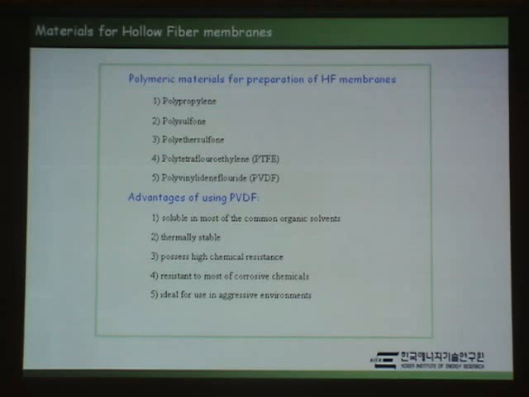The most common polymeric materials used for hollow fiber membranes are polypropylene, polysulfone, polyether sulfone, PTFE, and PVDF. Among these polymeric materials, PVDF has attracted quite remarkable attention in the past years because of its unique properties. It is quite stable thermally, it possesses very good chemical resistance to most of the corrosive chemicals, and thus it is ideal for use in abrasive environments. So I selected PVDF as the polymeric base material for preparation of the membrane.